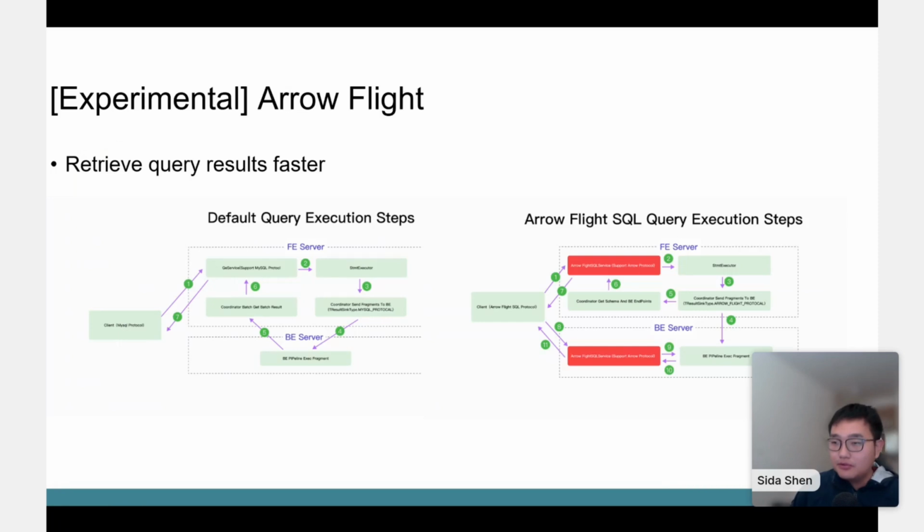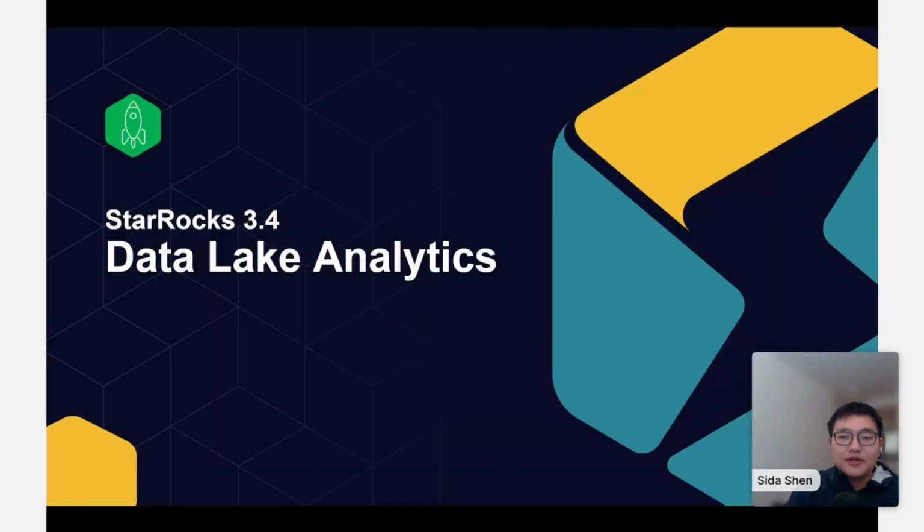And in version 3.4, we introduce the Arrow Flight protocol. That's a columnar protocol, so it's a lot faster, and also you can directly talk to our BE nodes and get the data. So it's not going to bottleneck anywhere, and it makes things a lot faster.